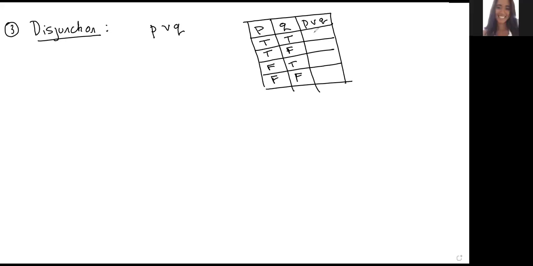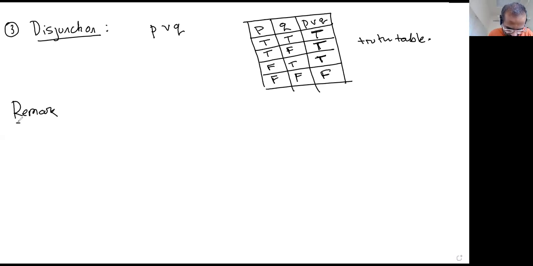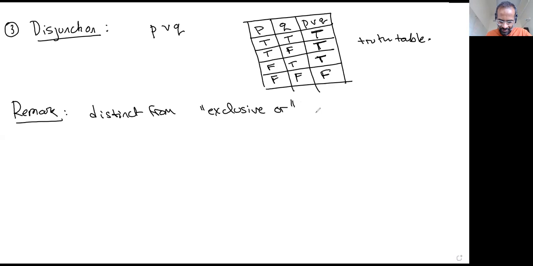Yeah, sorry about that. So I'm just writing down the truth table of or, and this is true if either one of those is true or both, and false only if both of them are false. And so the remark is that this is distinct from exclusive or, which is closer to the way we use or in English.